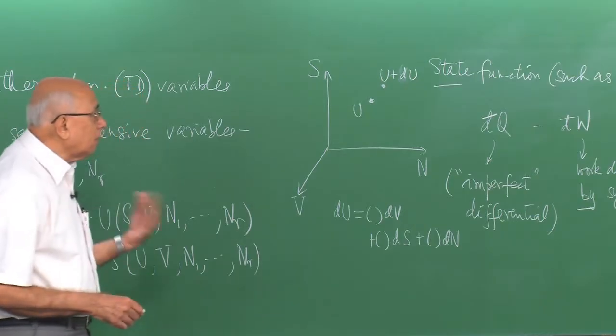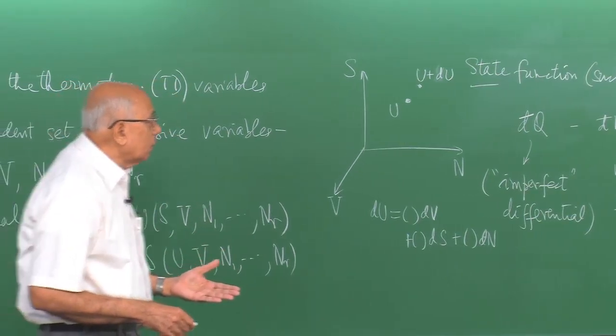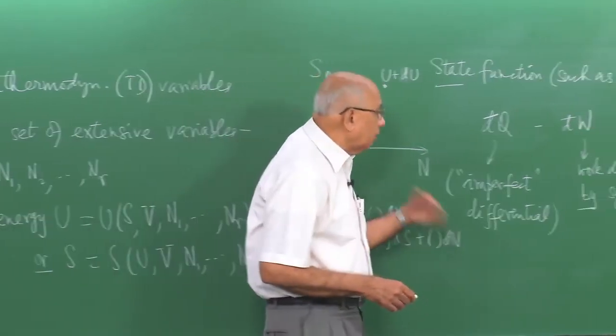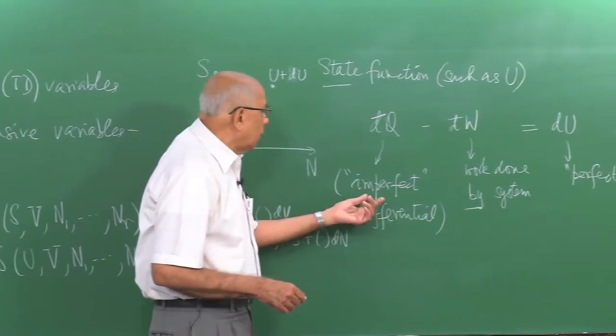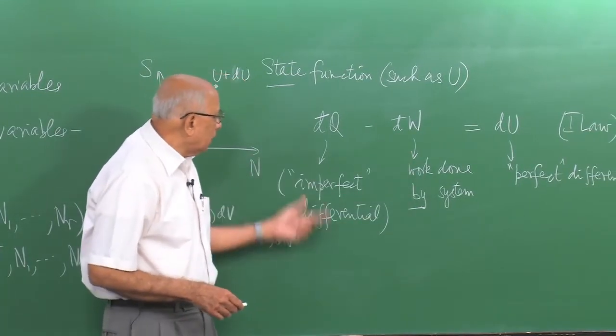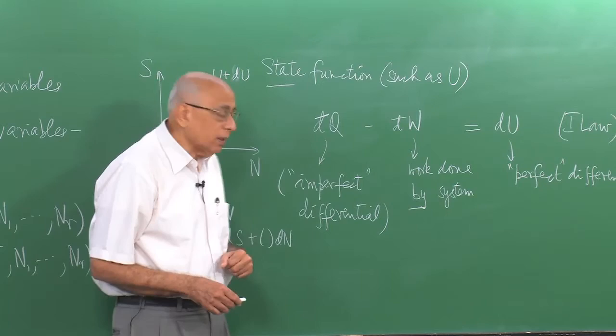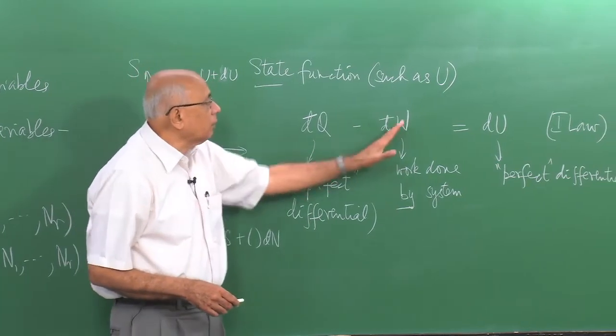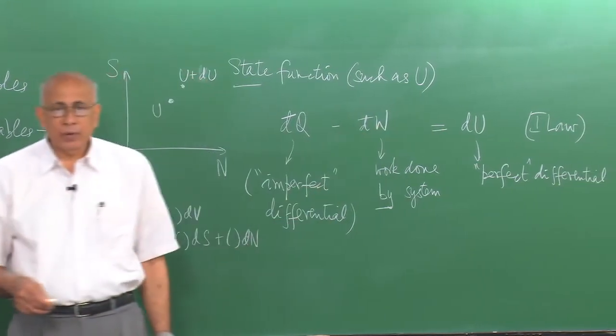So when you have this so called path dependence, then you have an imperfect differential. The work done is an imperfect differential, the heat is an imperfect differential, the increment in the heat, but the difference of the two happens to be a perfect differential.